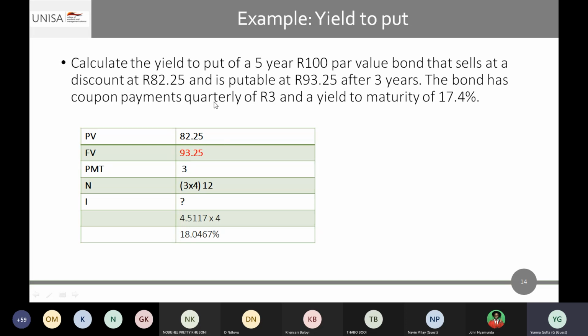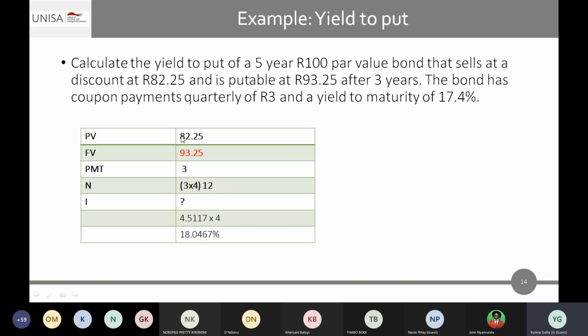In this one, the coupon payment is given, 3 rand quarterly. Semi-annually is twice a year. Quarterly is 4 times per year, so you're receiving 3 rand 4 times per year. Basically our payment is given to us, so 3 variables are given to us. Now it's putable after 3 years, so we say 3 times 4. There are 12 payments in those 3 years. You're going to receive 4 per year over the 3 years, which is 12 periods, right?